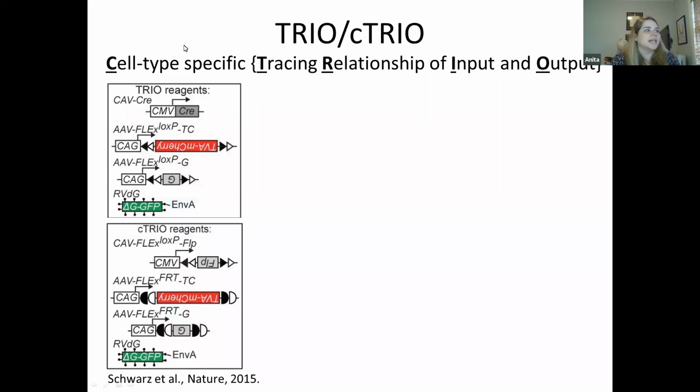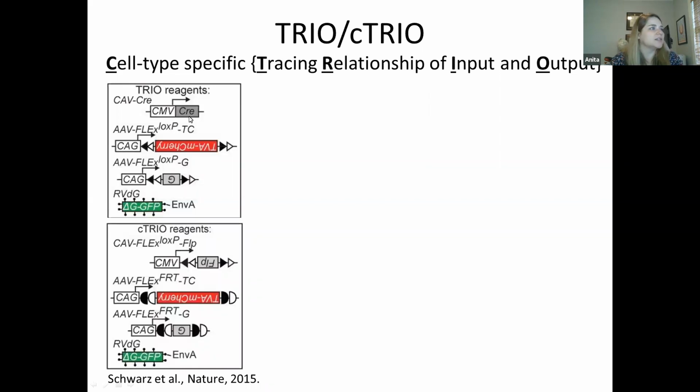And then you can combine that with conditional expression, so you get cell type specific tracing of the relationship of input and output. These constructs were reported in 2015. In this case, they combine rabies, which allows presynaptic expression of GFP, but they're also expressing a conditional construct that's given in the terminals. So in this case, they're using canine adenovirus that has retrograde transport.